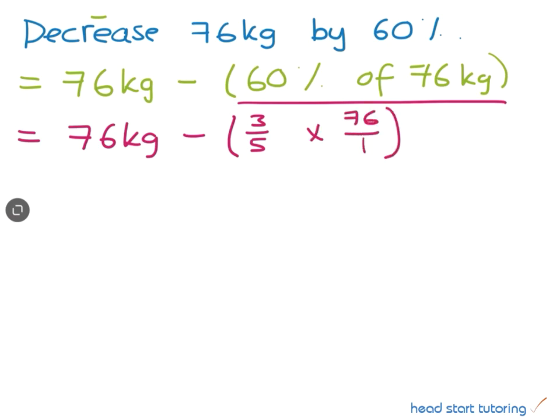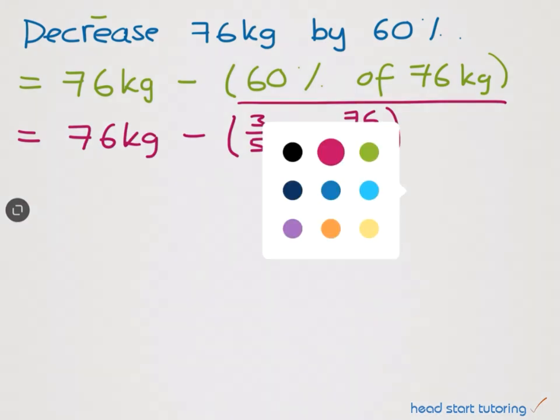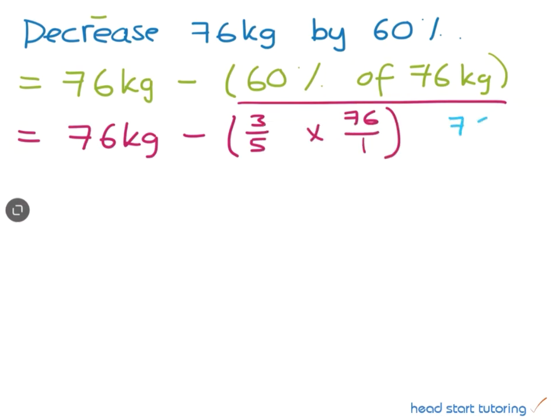Right, so let's work out what 76 times by 3 is. So 76 multiplied by 3. 3 times by 6 is 18, carry our 1. 3 times 7 is 21, plus 1 is 22. So we end up with 228 over 5.